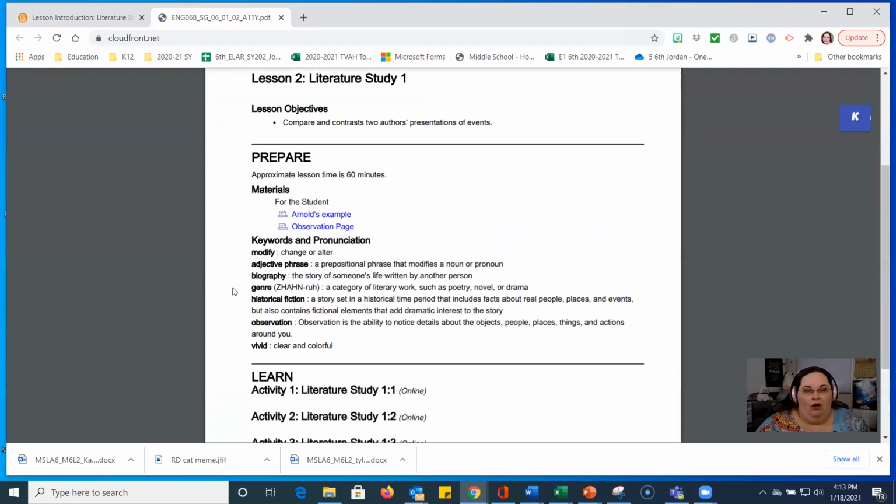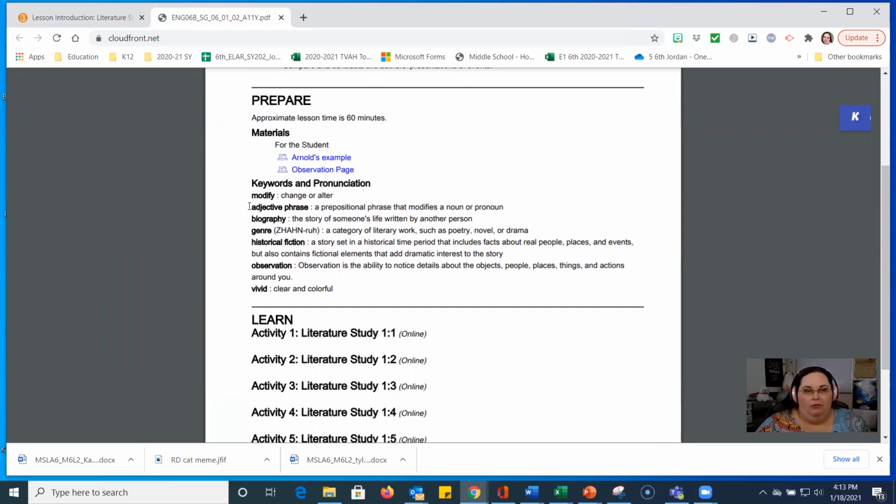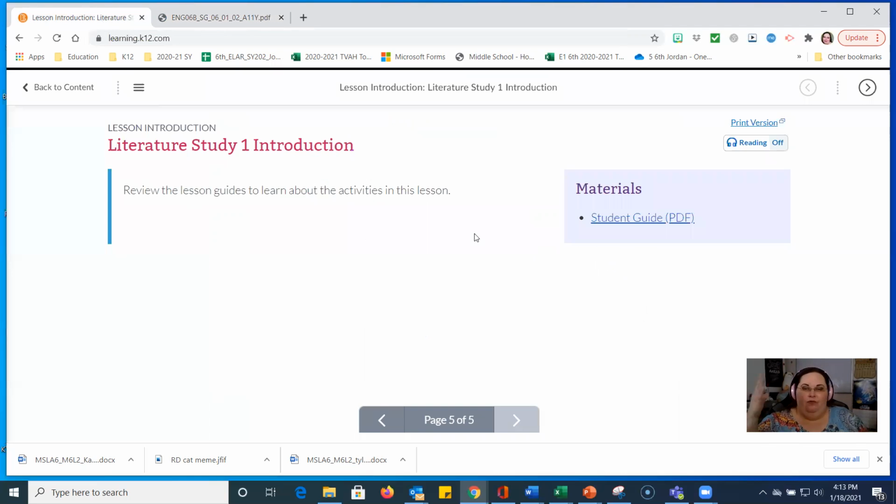And the vocabulary words are, just so that you know how to pronounce them correctly: modify, adjective phrase, biography, genre, historical fiction, observation, and vivid. Once you have it, you don't have to print that out, just save it. Be sure you have it so that you can pull it up when it's time to take your 1.03 quiz. All right, then we go over.